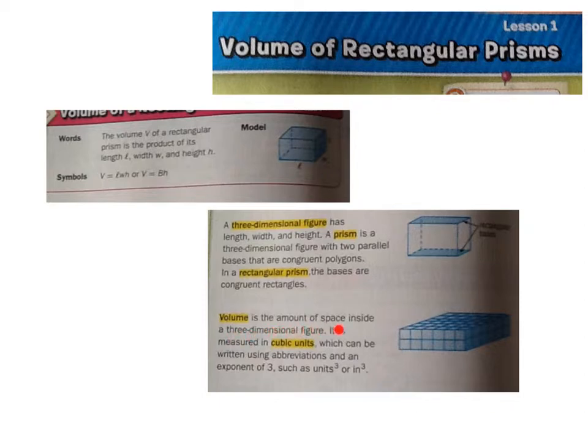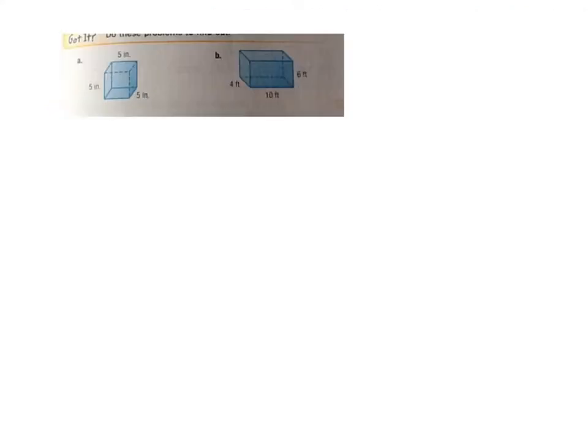Volume is the amount of space inside a three-dimensional figure. And cubic units is how it is measured. So instead of having everything squared, everything will be cubed. You can follow along with me on page 741.